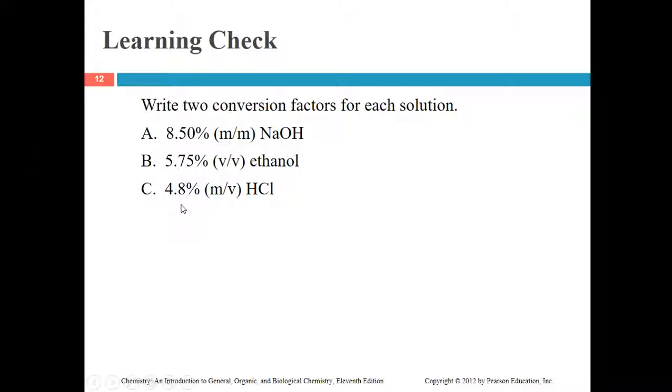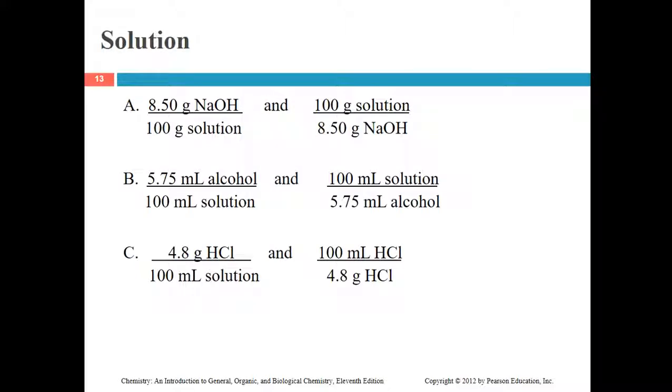And for our last one, 4.8% HCl, mass over volume, then we're going to say 4.8 grams of HCl over 100 milliliters of solution, or vice versa. If we needed to invert it, we could say 100 milliliters of solution over 4.8 grams of HCl.